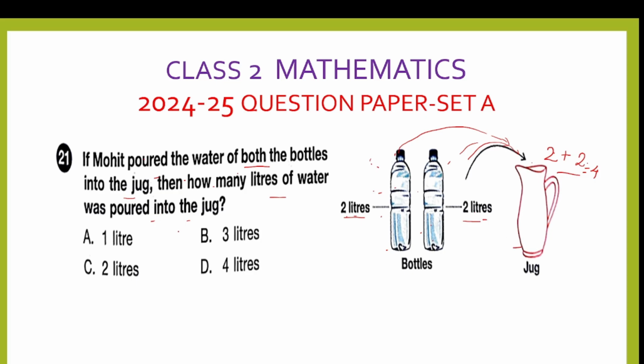Therefore, option D is the correct answer for this question. That is, Mohit poured 4 liters of water into the jug. Next question.